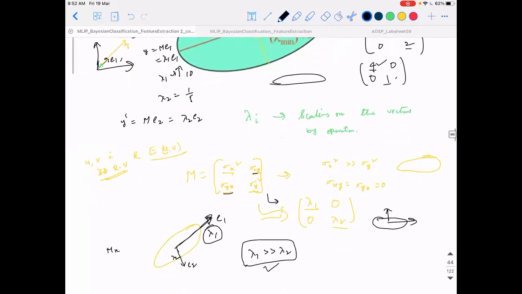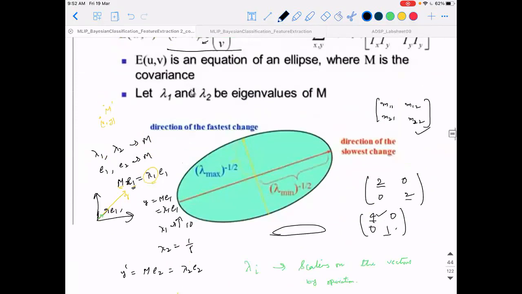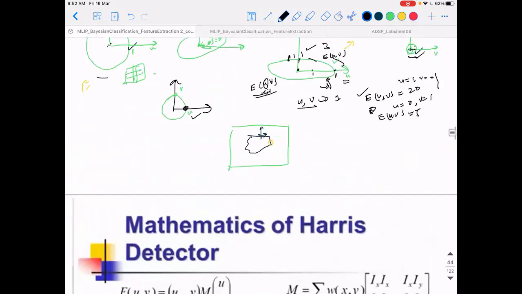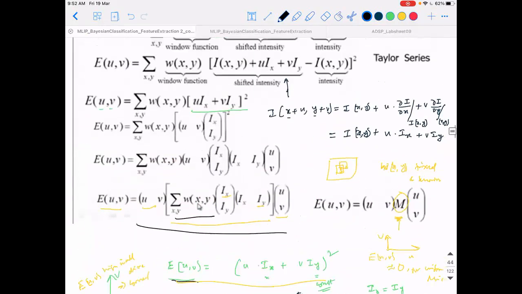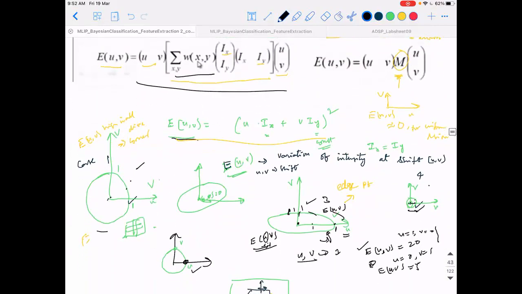Sorry, sir. Could you please go to the previous slide, sir? This one or even before? Before this, sir. Here in the drawing sketches, in the third case, we said that the variation along V is greater, but now you're saying that variation along U, I mean E1, is greater, sir.